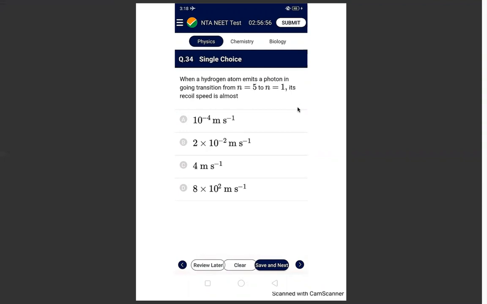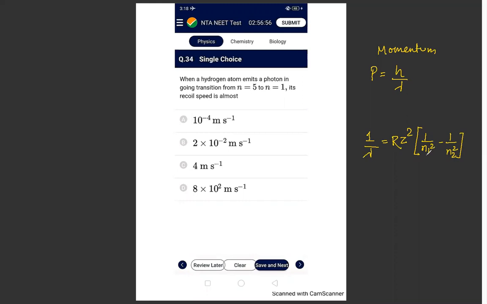We know that in this case, while finding out the recoiling speed, let's first find out the value of 1 by lambda, because, as we know, momentum is equal to h by lambda. This is your momentum, right? So how to find out lambda? We have the formula, you know already. I am writing down this formula once again: 1 by lambda is equal to R Z square into 1 by n1 square minus 1 by n2 square.